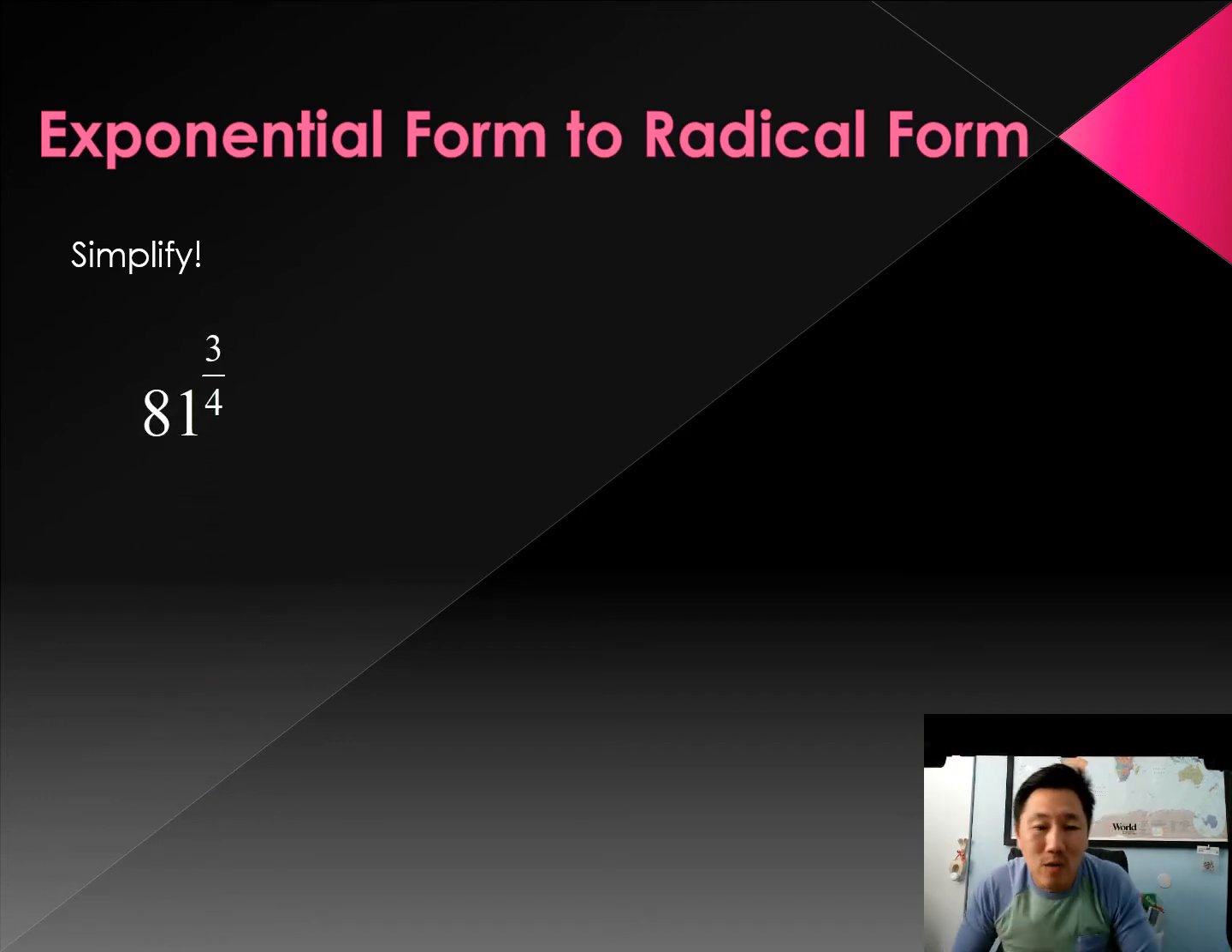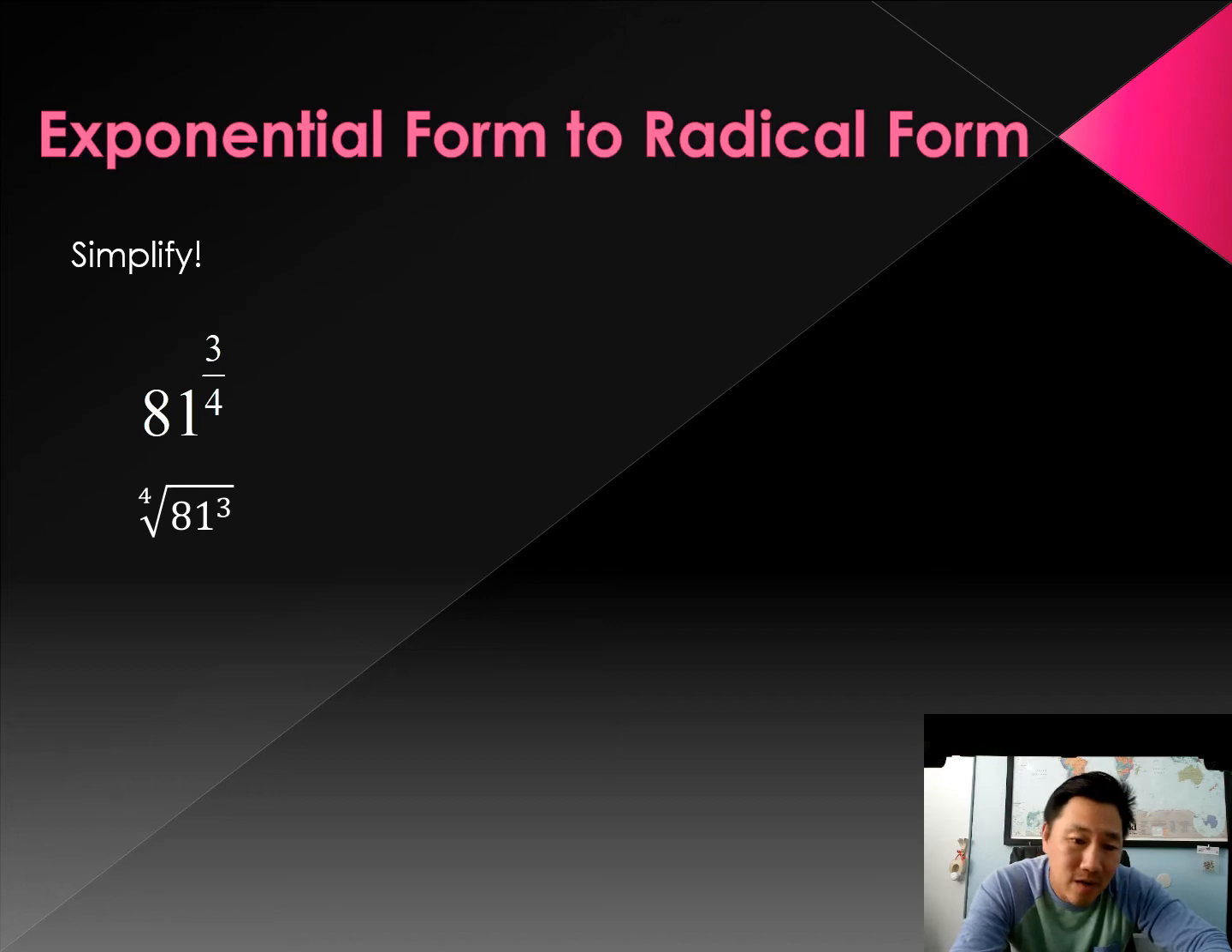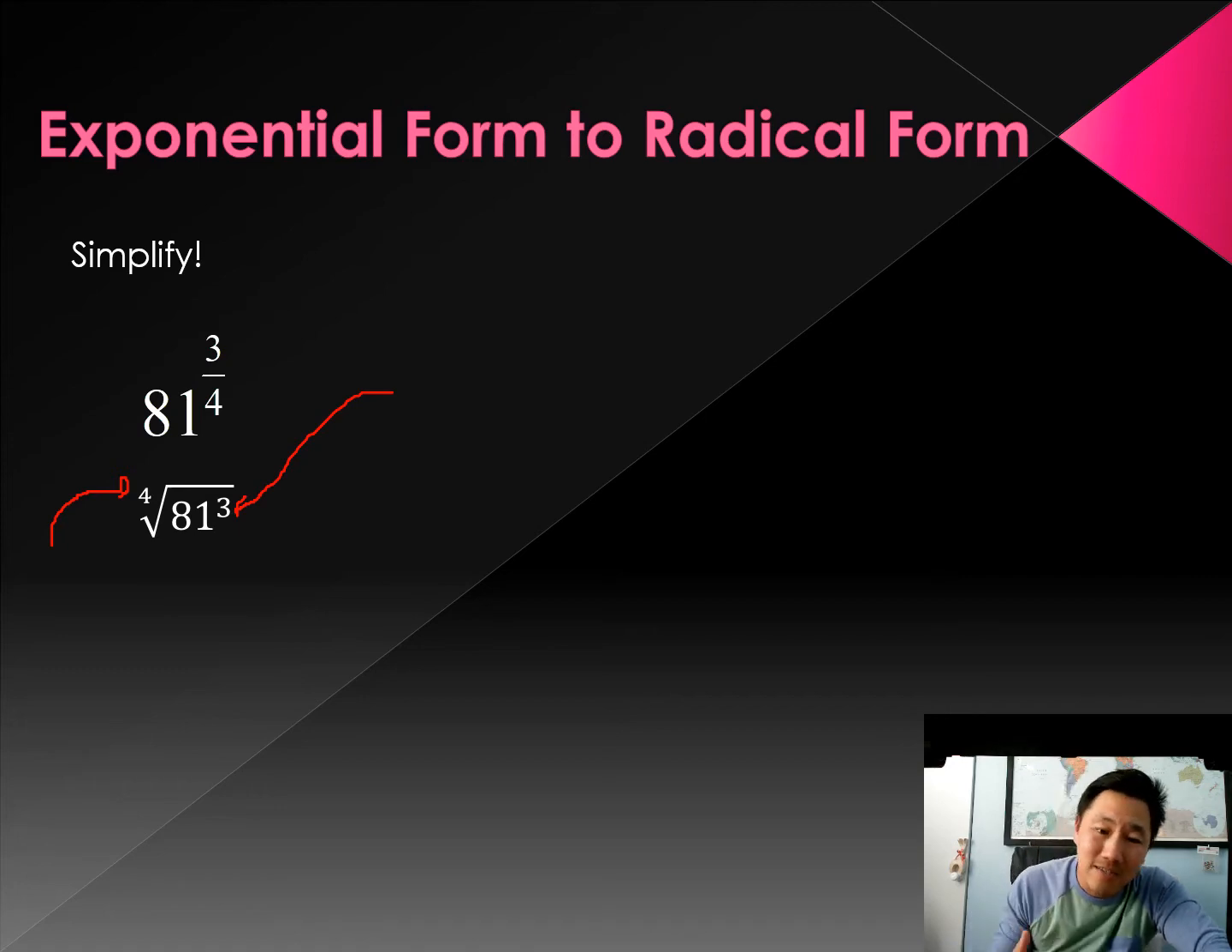Simplify. So we have 81 raised to the 3/4 power. You have a fractional exponent. Let's go ahead and change it to radical form. That 4 that's in the denominator, it is now a root. And then to evaluate this, you have a choice. You can either evaluate the root first or the exponent first. It's your choice, and it doesn't matter which you do first, you will end up with the same answer. The rule of thumb is it would always be easier if you do the root first.